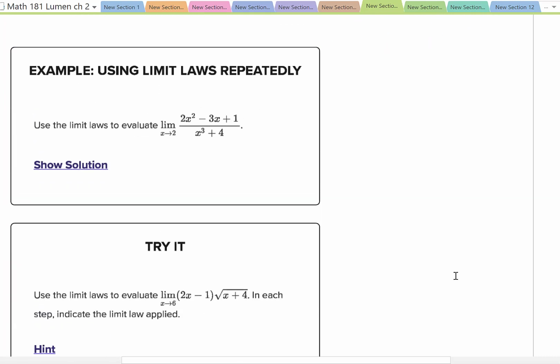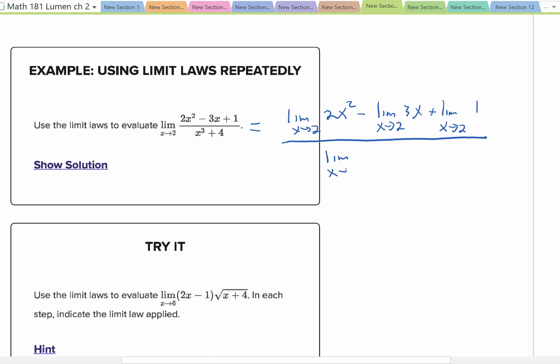Let's try this one. So we're going to be doing the limit of the stuff on top over the limit of the stuff on bottom. So here we're going to have the limit as x approaches 2 of 2x squared minus the limit as x approaches 2 of 3x plus the limit as x approaches 2 of 1, divided by the limit as x approaches 2 of x cubed plus the limit as x approaches 2 of 4.